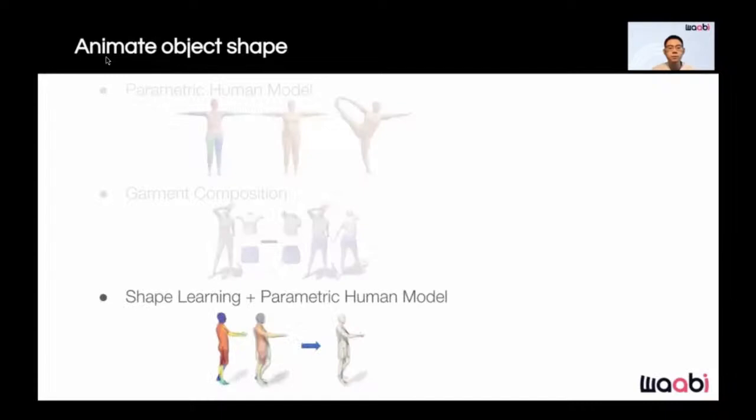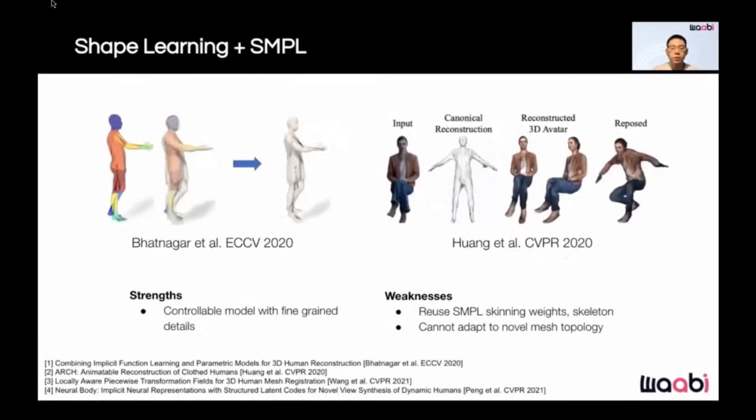Finally, we look at methods based on shape learning plus a parametric human model. This approach usually uses implicit fields to learn human shape due to their superior performance. Some works learn human shape first and then register the SMPL model to reconstruct the human shape. Some other approaches estimate SMPL models from the input observation first and then learn implicit fields on top of it. This line of work can recover animated models with fine-grained details and clothing. However, they cannot adapt well to loose topology because they reuse animation components from the predefined SMPL model.